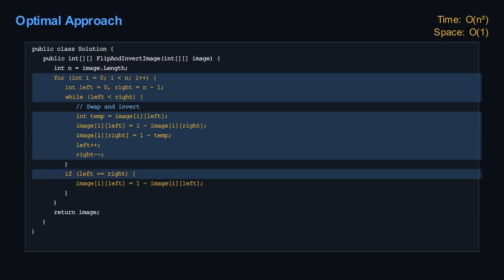This approach processes each pair of elements, or a single middle element, only once, combining the two operations into one efficient pass. We still iterate through n rows, and for each row, we perform roughly n divided by 2 operations. This still results in an O of n squared time complexity, but it's more efficient in practice because we're doing less work per element. The space complexity remains O of 1 because we're still modifying the image in place and only using a few extra variables for our pointers and temporary storage.